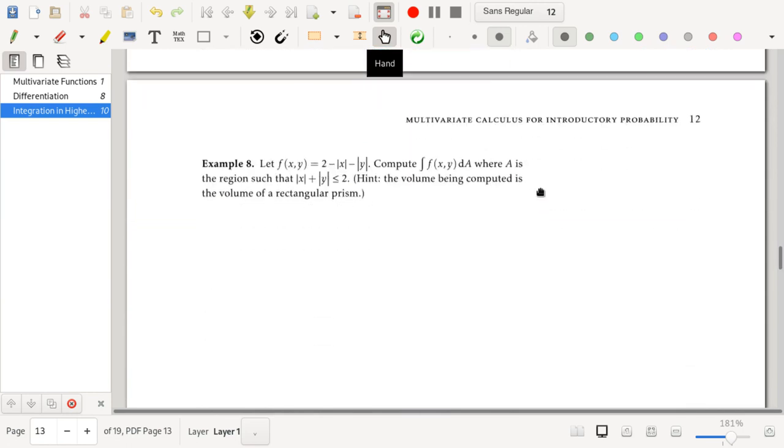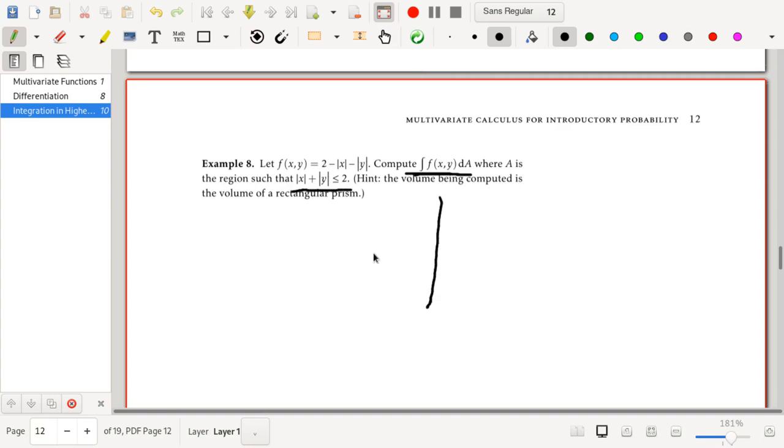We're going to work with the function f(x, y), which is 2 minus the absolute value of x minus the absolute value of y, and I'm going to compute the integral of this function over the area dA, which is the region such that the absolute value of x plus the absolute value of y is less than or equal to 2.